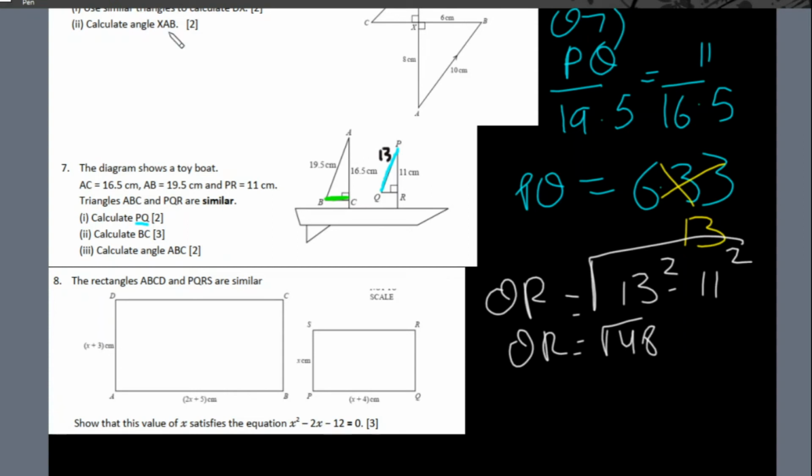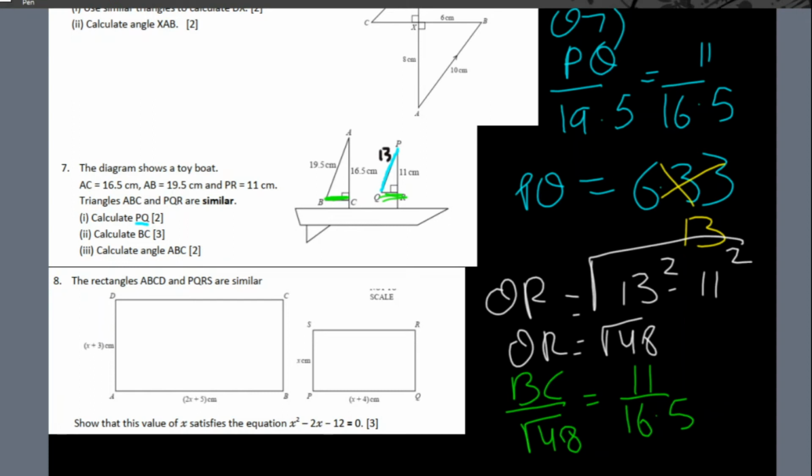Alright, so now I need BC, so I'll write BC over QR. QR came out to be under root 48, equals, which lengths do I know, 11 over 16.5, or you could have also used 13 and 19.5. So BC will be 11 into under root 48 divided by 16.5. So 4.61 is the answer.